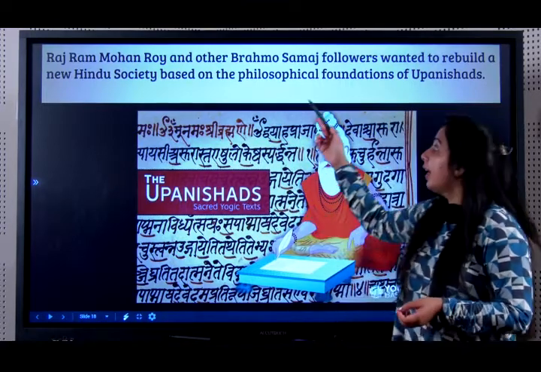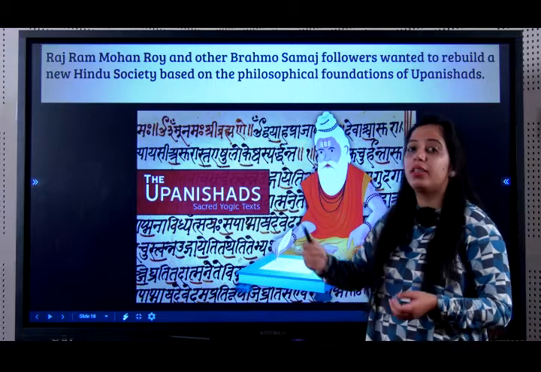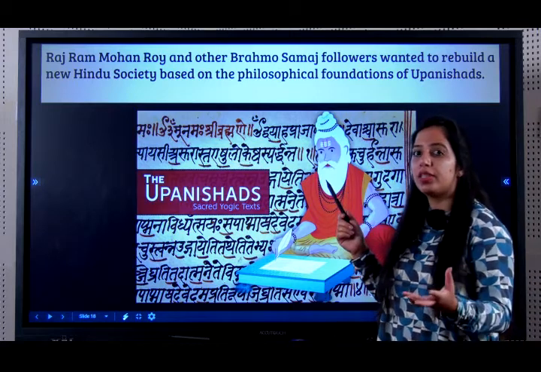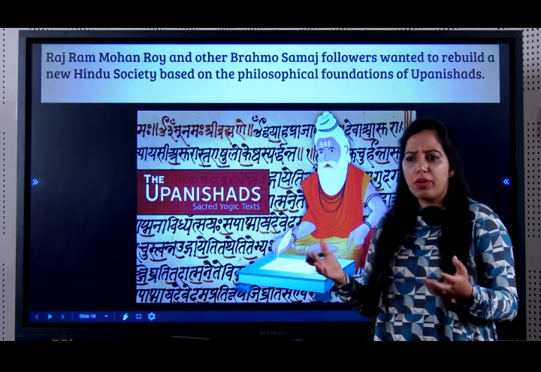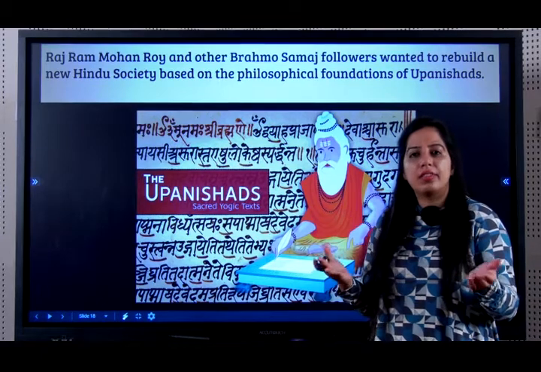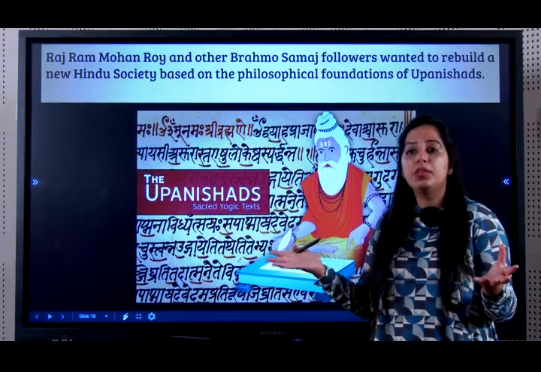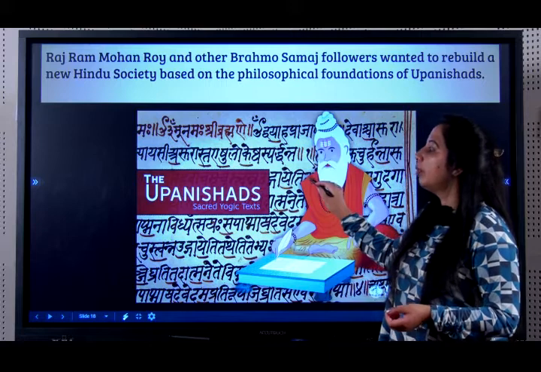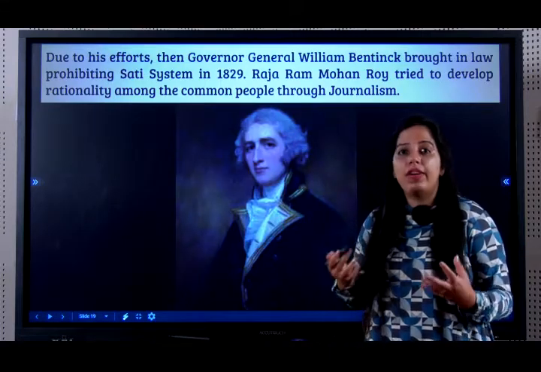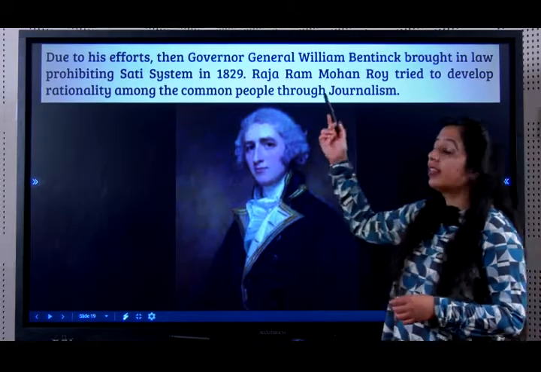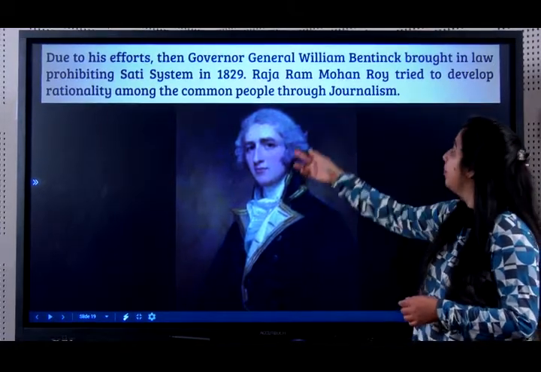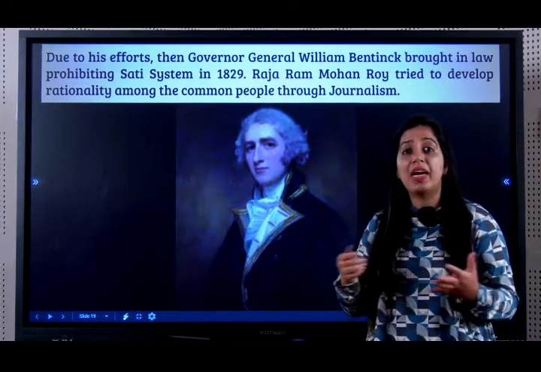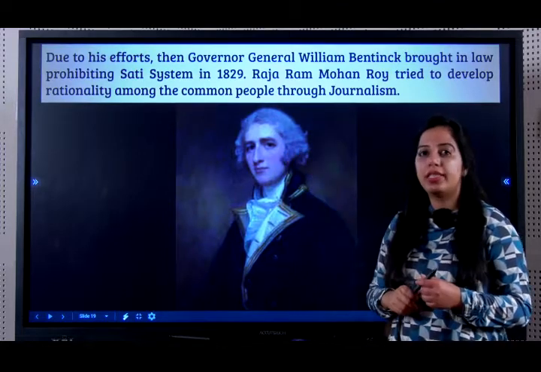Raja Ram Mohan Roy and other Brahmo Samaj followers wanted to rebuild a new Hindu society based on the philosophical foundations of the Upanishads. The Upanishads never spoke of making the caste system. So he wanted to say that the real Hinduism believes in equality and he wanted to revive Hinduism on the basis of the Upanishads. So he made a lot of efforts. Because of his efforts, the then Governor General William Bentinck brought in a law. What did the law say? It prohibited or banned the sati system in 1829.